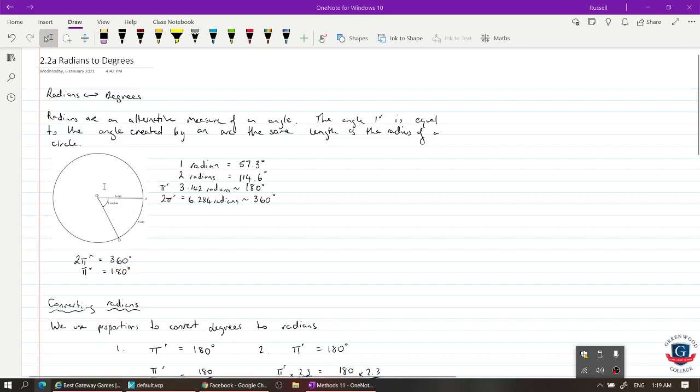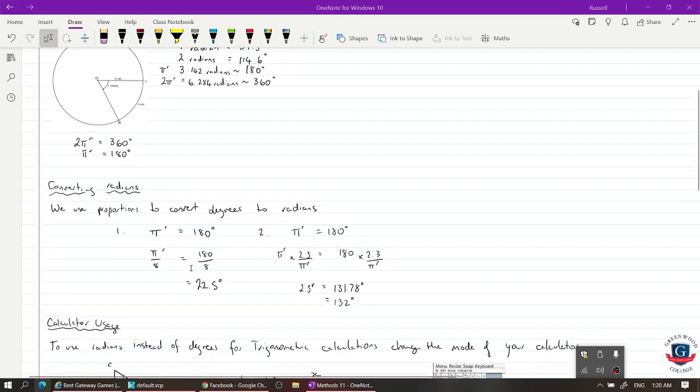But for now, what we need to realize is that if the angle is 1 radian, the radius will equal the arc length. If it's 2 radians, the arc length will equal twice the radius. And if it was 3 radians, the arc length would equal 3 times the radius. And we have a special measure, pi radians, which will equal 3.141 times the radius. That'll be the arc length. And it'll form 180 degrees.